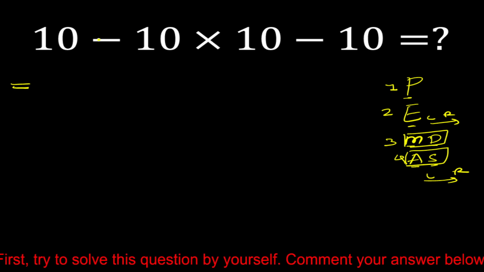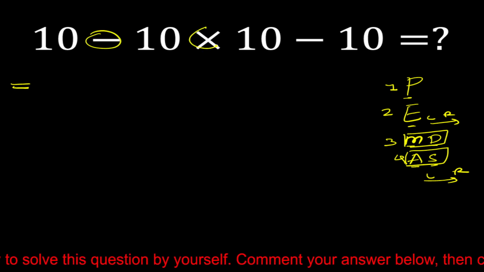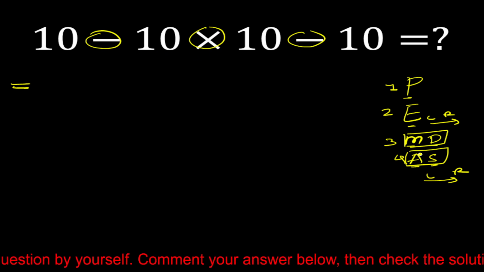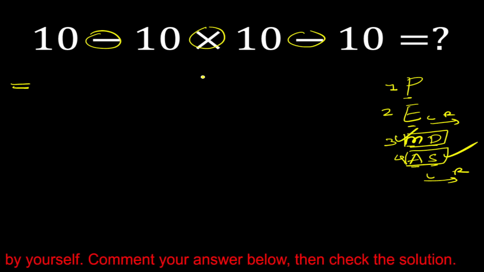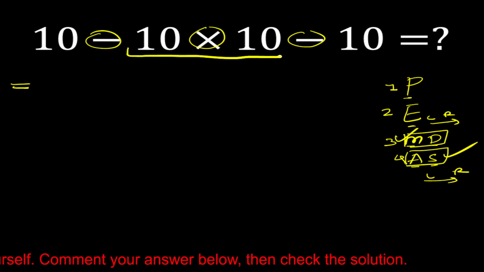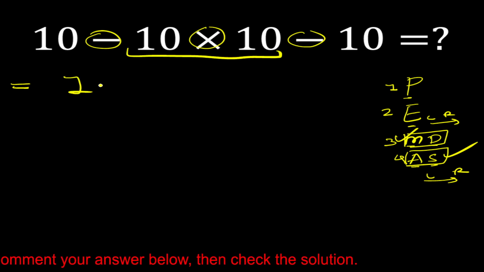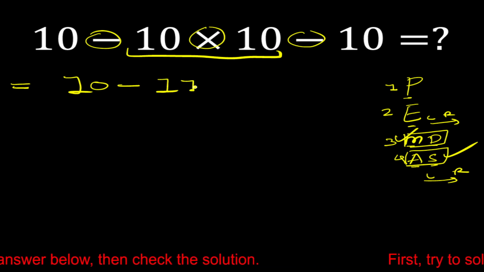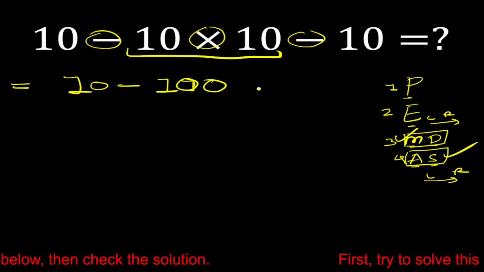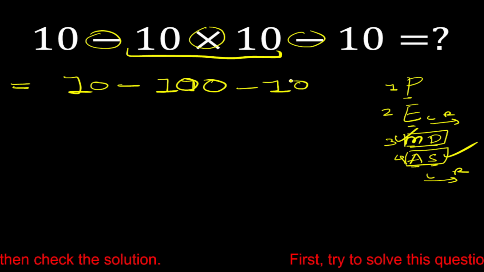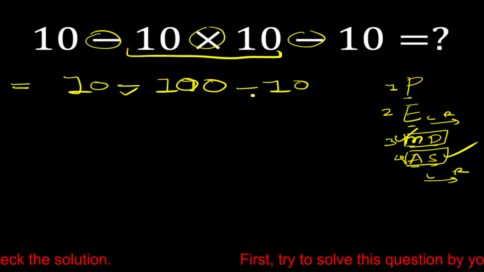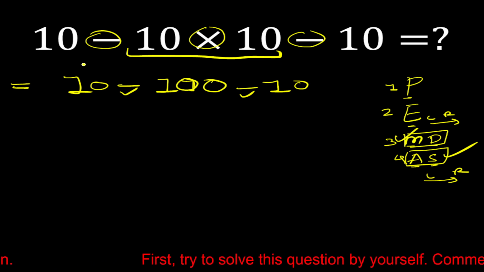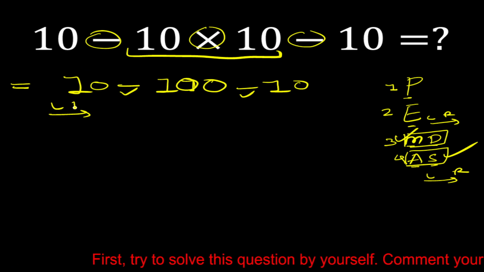So in this question, there is one subtraction, then multiplication, then again subtraction. First priority is multiplication, then we have to solve subtraction. Okay, so first we have to solve this multiplication. So 10 multiply 10 is equal to 100. Okay, minus 10. Now here is subtraction and here is subtraction, so both have equal priority, so we have to solve it from left to right.